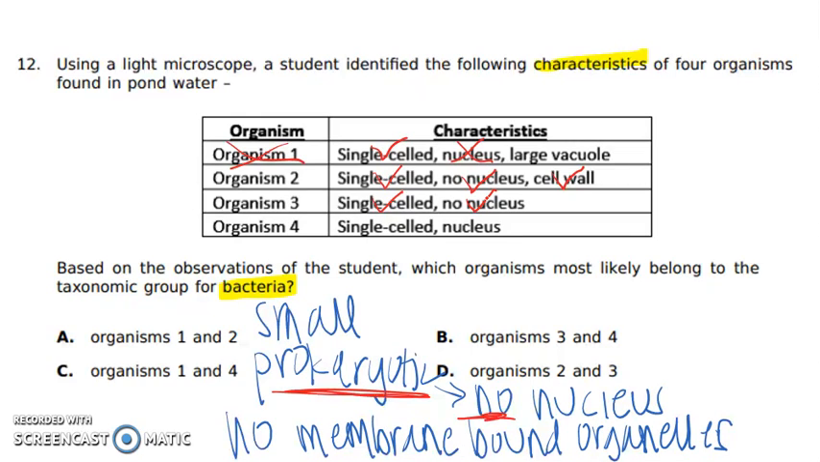Organism 4, single-celled, that's true, and nucleus. That is not true. Bacteria are not eukaryotic, they are prokaryotic. So, looking back, the bacterial cells are going to be organism 2 and 3, which is answer choice D.